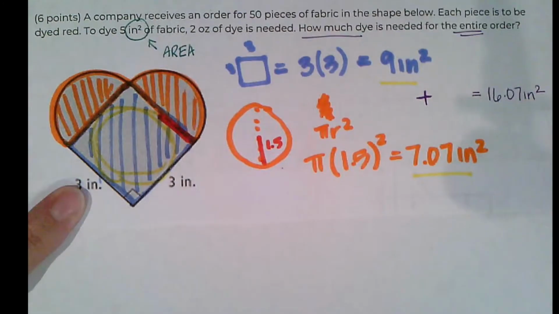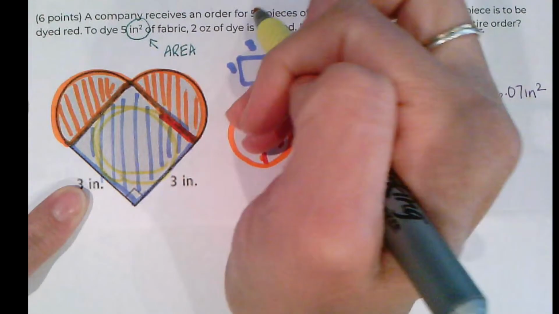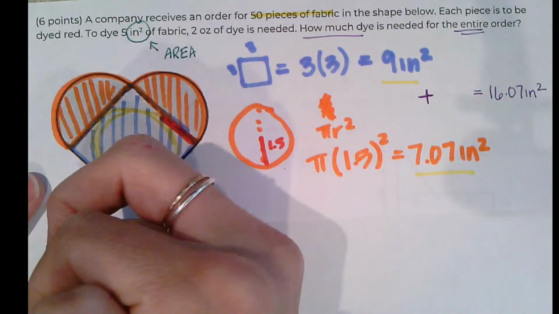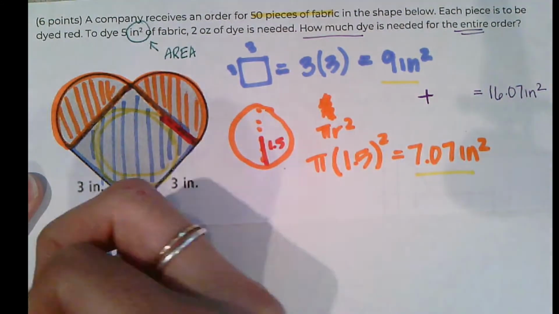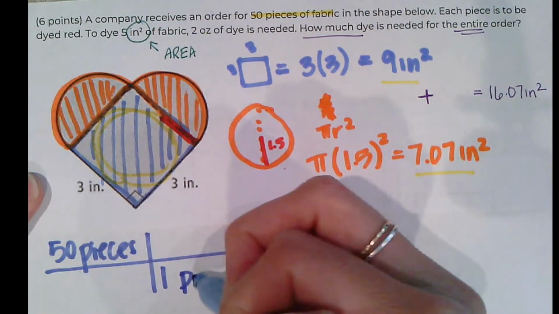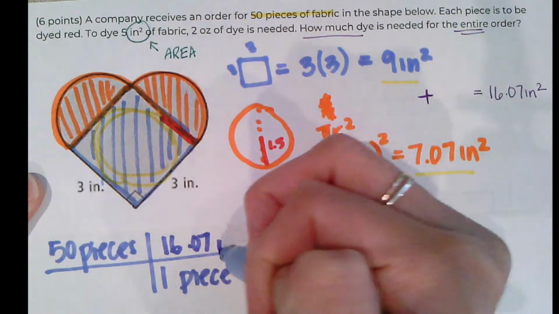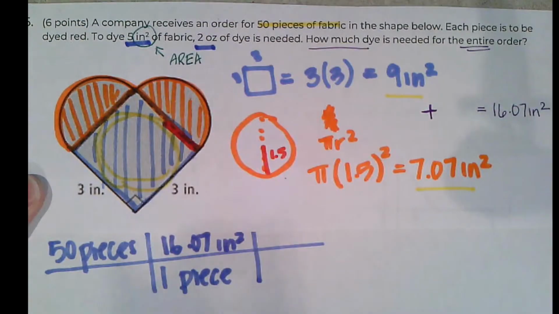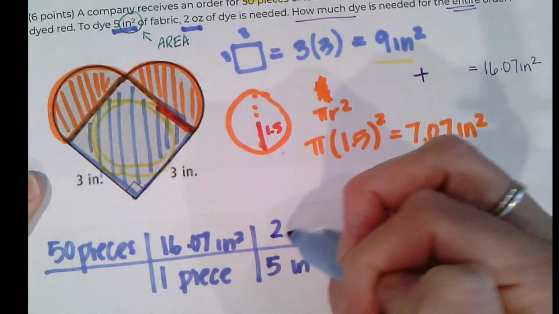We are going to start with 50 pieces of fabric. That's our start, and we want to know how much dye we need. So we're going to start our train tracks out with 50 pieces of fabric. We know that each piece, one piece, is 16.07 inches squared. And then they gave us this conversion. 5 inches squared is 2 ounces. So I'm going to make sure that that lines up. 5 inches squared is 2 ounces.